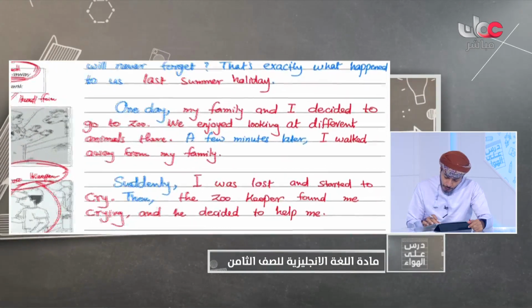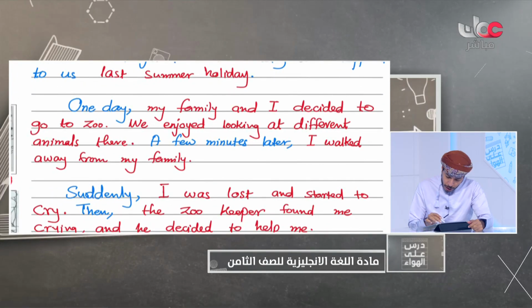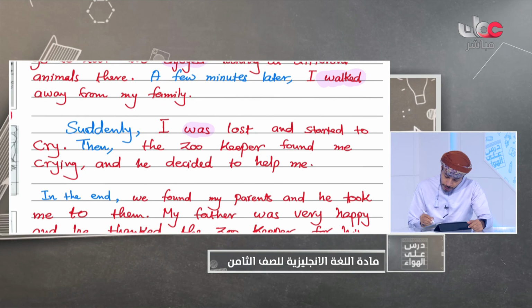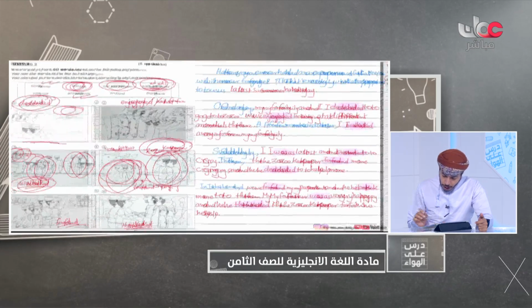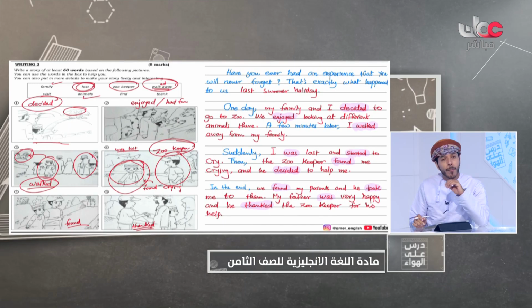And if we look at the verbs, every sentence that we have has a verb. Decided, enjoyed, walked, was, started, found, decided again, found again. No problem with using the verbs more than once. Took, was again, thanked. Good. So all these are verbs in the past. Look at them. They are very easy.